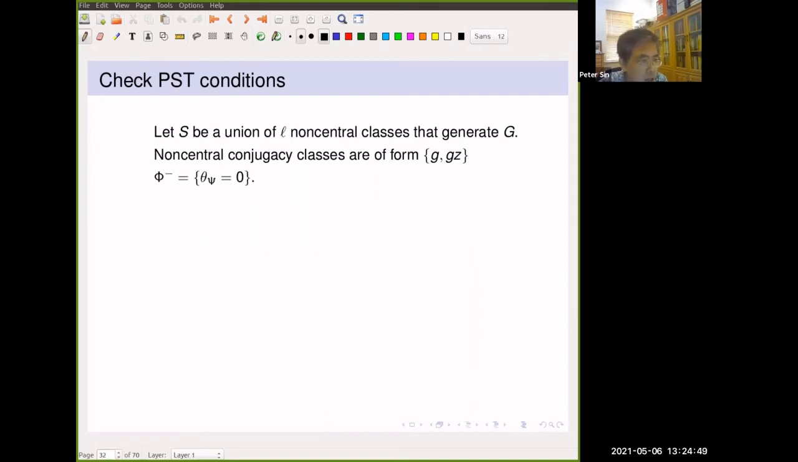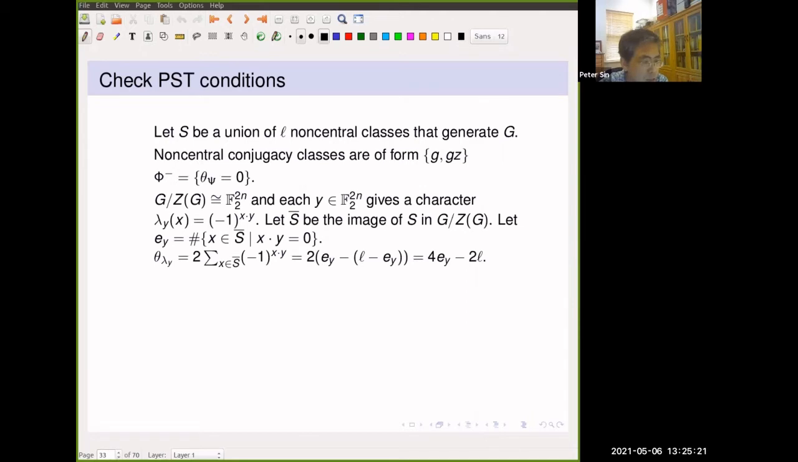The phi minus are the eigenvalues corresponding to characters that take a negative value on Z. There's only one character that takes a negative value on Z, and that is the nonlinear character. But Z is not included in my set S, and that nonlinear character vanishes outside the center. So the eigenvalue corresponding to it will be 0.